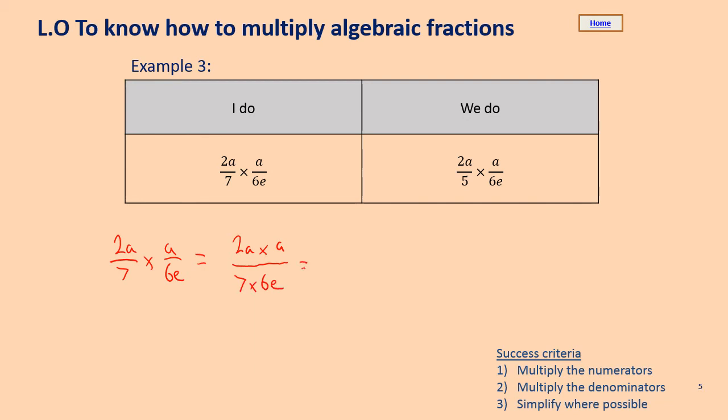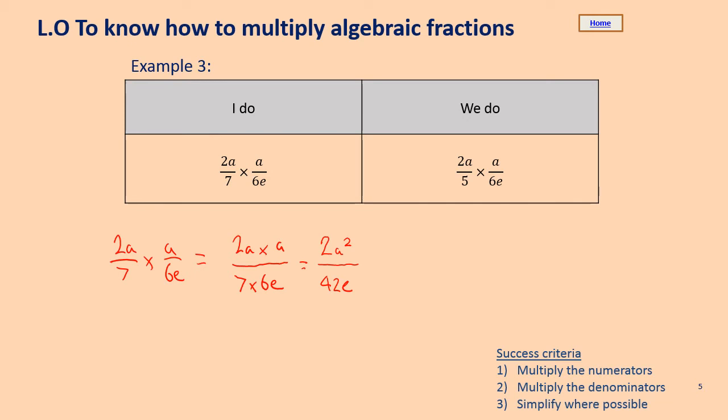So 2a times a, so we've got two a's here. Remember, 2a times a, well, a times a is going to give a squared. But this is 2a times a, so we're going to have 2a squared on the top here. 7 times 6e is going to leave us with 42e. 7 times 6 gives 42, and then we've got that e on the end as well. So we've got 2a squared over 42e.